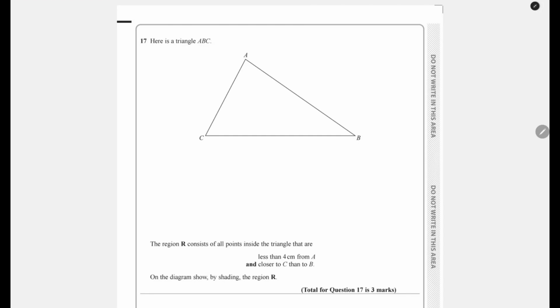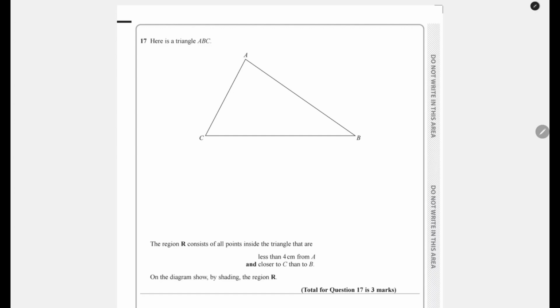Question 17 says, here is a triangle ABC. The region R consists of all points inside the triangle that are less than 4 centimeters from A and closer to C than to B. On the diagram, show by shading the region R. Now, I won't be able to do this accurately, but I will go through how you would tackle this question.